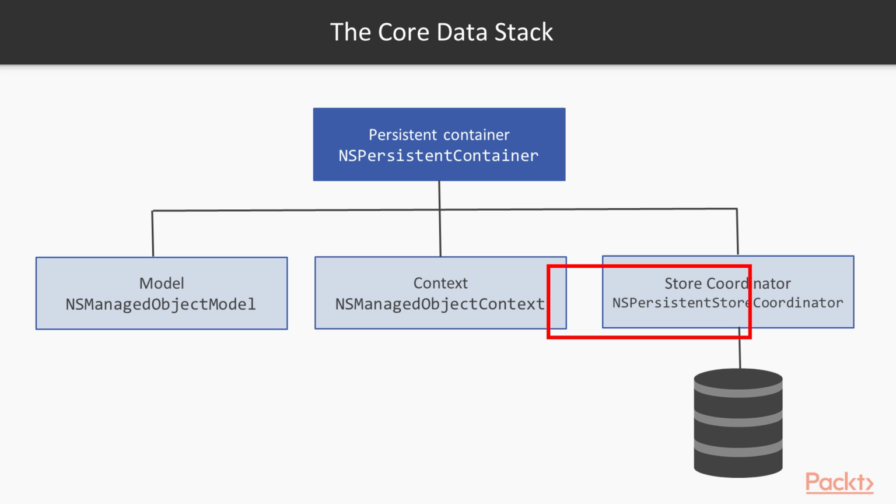And on the right hand side, we have the store coordinator. The store coordinator is responsible for saving and fetching instances. In our case, the burger instances. And all that is wrapped in the persistent container that allows to simultaneously create the model, the context, and the store coordinator.